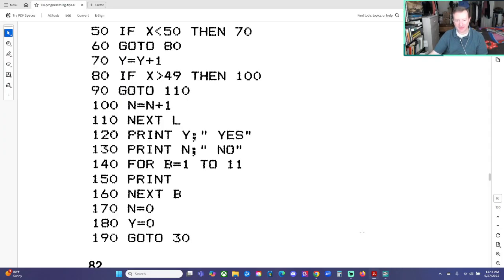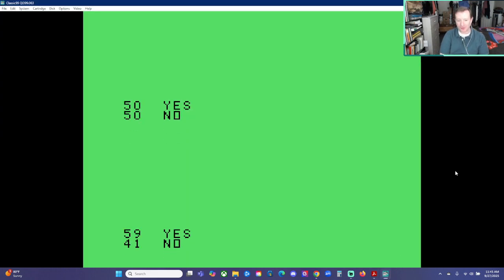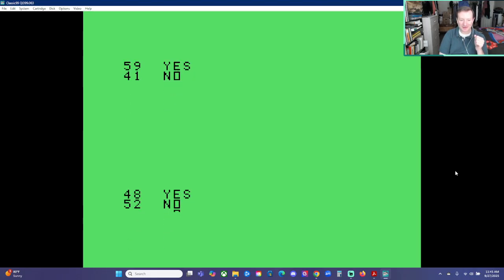Oh, there's one on the money. See, here's the program, right here. And this is what's running right now. Kind of holding out to see if we get a big spread of a large number of yeses or a large number of nos.